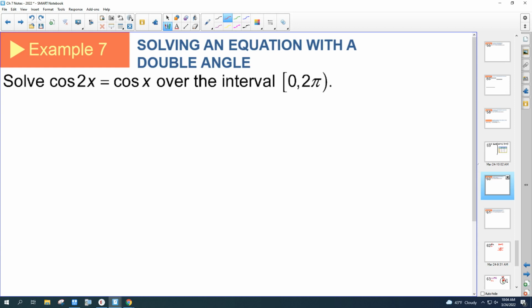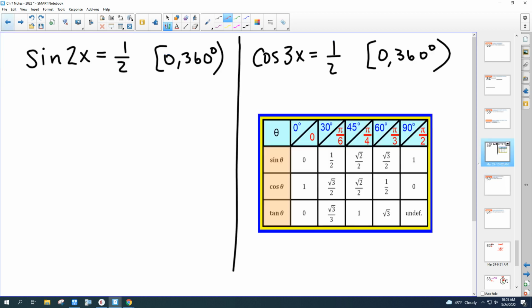Before we get to example 7, I think I need to set it up. So I'm going to show you 2 other smaller, easier examples. What you need to focus on is that this double angle right here complicates some of the issues that we've seen. So before we get there, let's look at a couple of simpler problems.